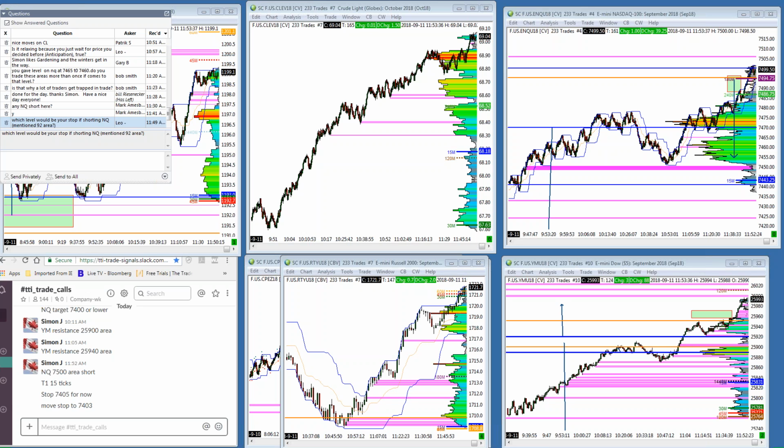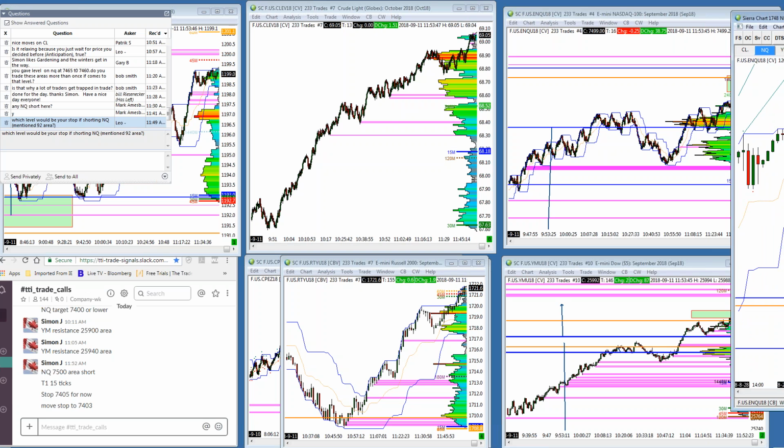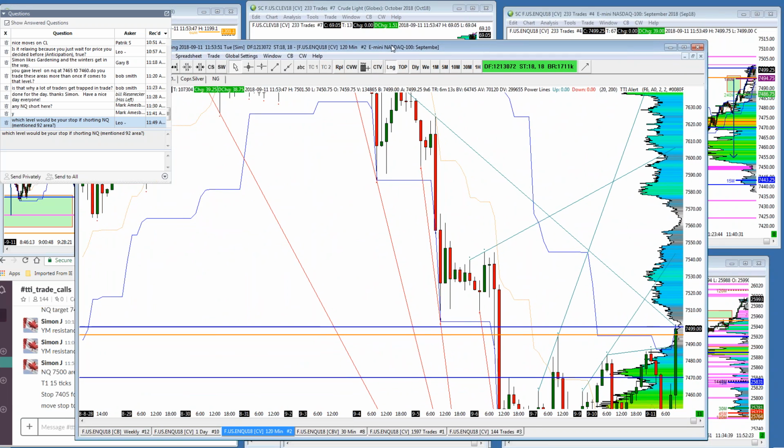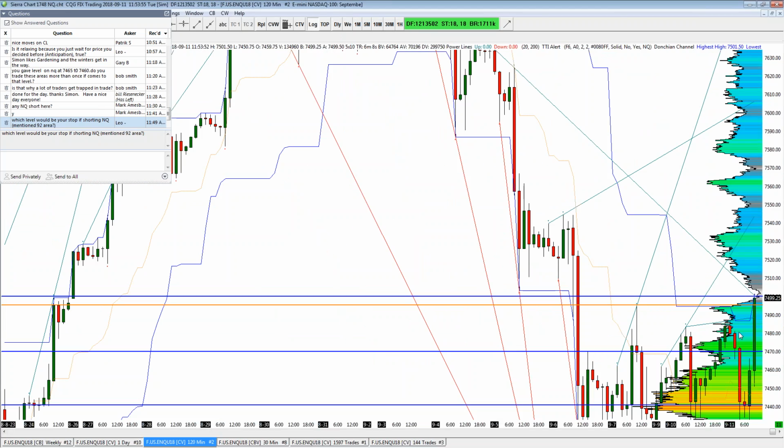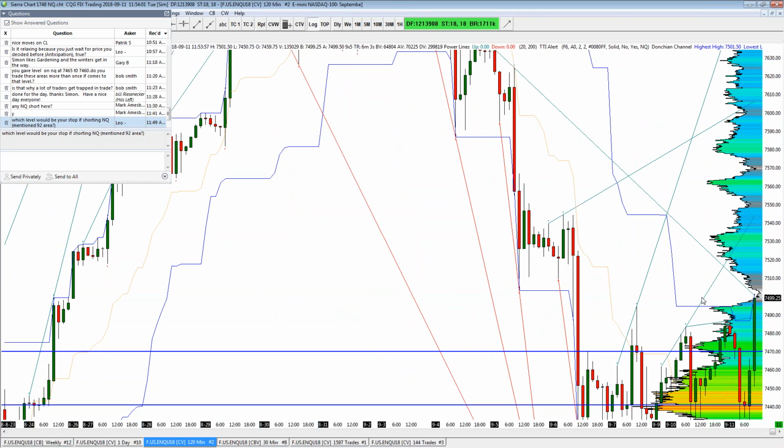I'll tell you what happened here, folks. This swing trade that I called started with a scalp, and I hope you guys got your 15 ticks, which was not very, very hard. It was easy. But look at the power line. You remember we talked about power lines earlier in our session? Look at this power line.